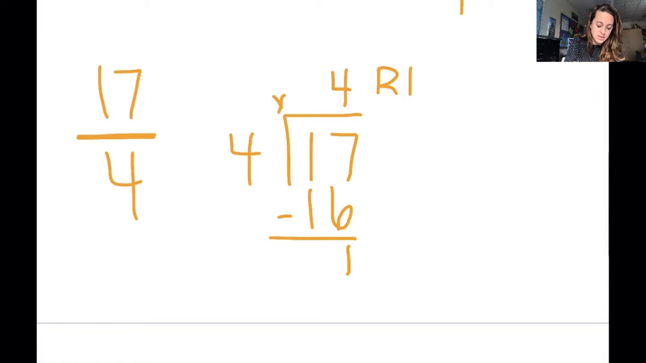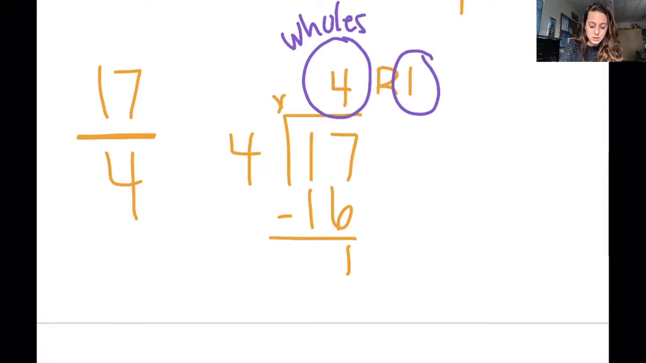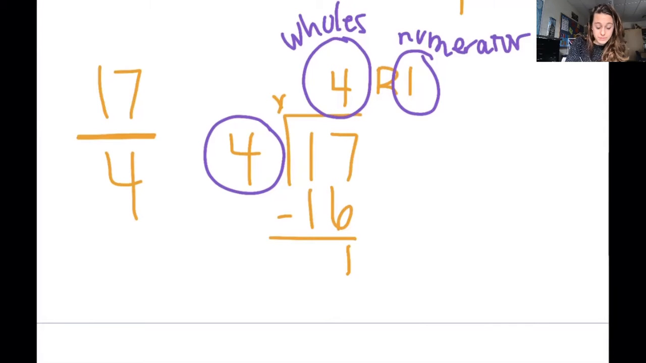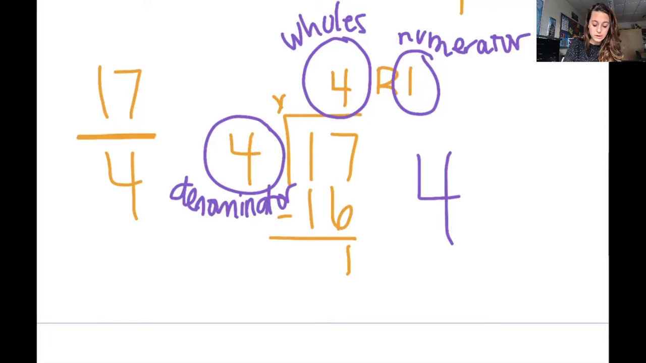Now this is the tricky part that takes a little bit of memorization. Your quotient, the answer to the division problem, is going to be your wholes. Your remainder is going to be your numerator. I like that because it kind of rhymes a little bit. And the number you're dividing by, the divisor, is going to turn into your denominator. So when we go to convert all of these 3 separate things into a mixed number, our wholes is 4, our numerator is 1, and our denominator is 4. That's a lot faster and a little bit easier.